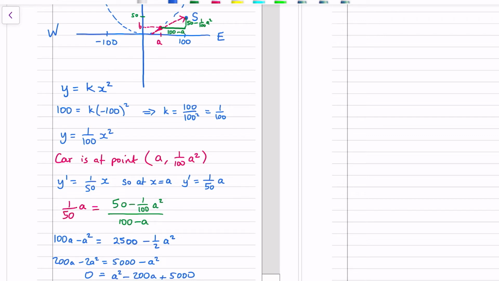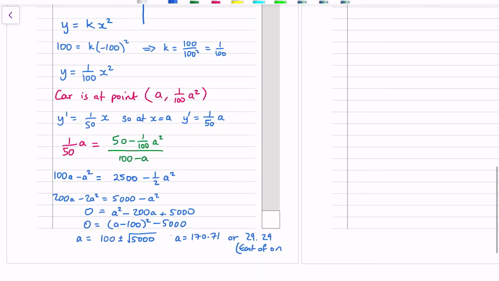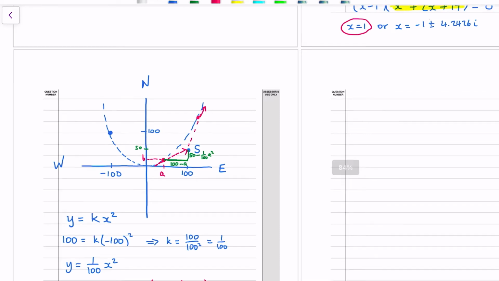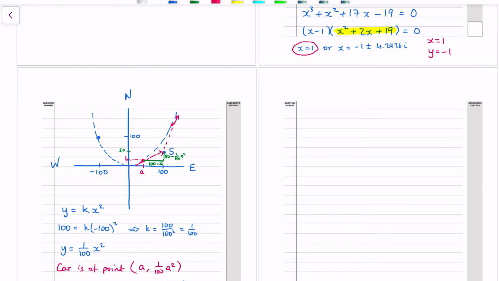And the other position, 170.71, based on symmetry, is somewhere up here, where the car is still heading away from the statue, but the tail lights hit the statue. Okay, so that's one way of solving the problem.